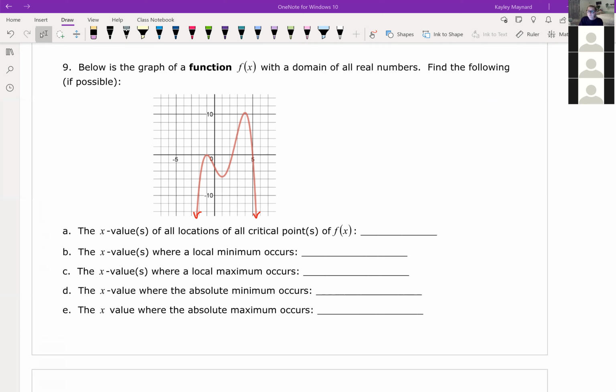Okay, so with that being said, part A wants the x values of the critical points. So we just want to find any spots where the tangent lines would either be horizontal or vertical. We don't have any spots where the tangent lines would be vertical here, so we don't have any spots where the derivative is undefined. But we do have some where it would be horizontal. And here's one example, here's another example, and here's another example. So you want the x values of these spots. So that would be -1, 1, and 4.